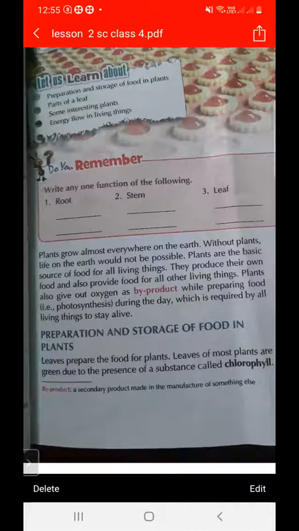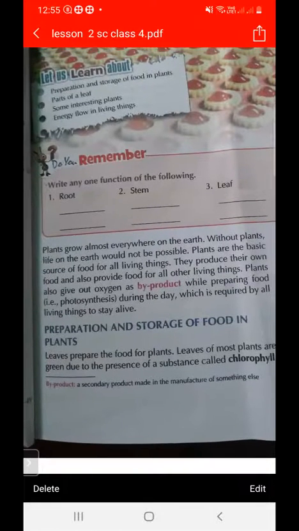Next, all plants prepare their own food by themselves, and they also provide food for other living things. All living things need food, because we eat food every day, and this food is obtained from the plants. Plants give us food and prepare their own food by themselves.